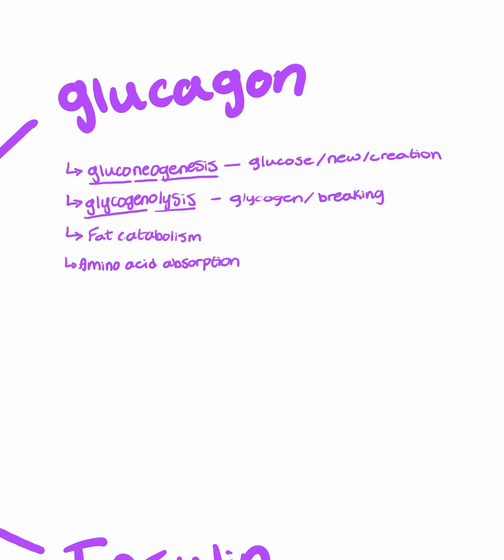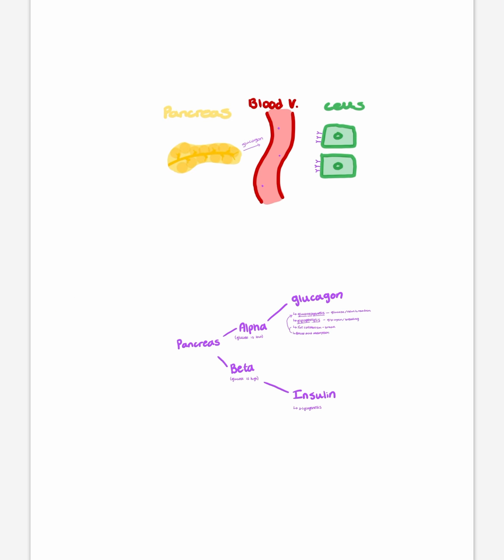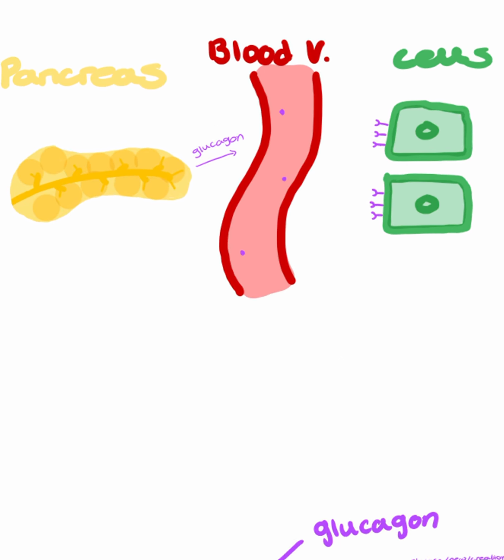And then fat catabolism stands for breaking up fats. Similarly, we want amino acid absorption. When we break down fats and have a lot of amino acids, we are then able to focus on using those to create new glucose through gluconeogenesis. So those are the ways that glucagon will increase these purple dots inside of our blood and increase our blood glucose levels.